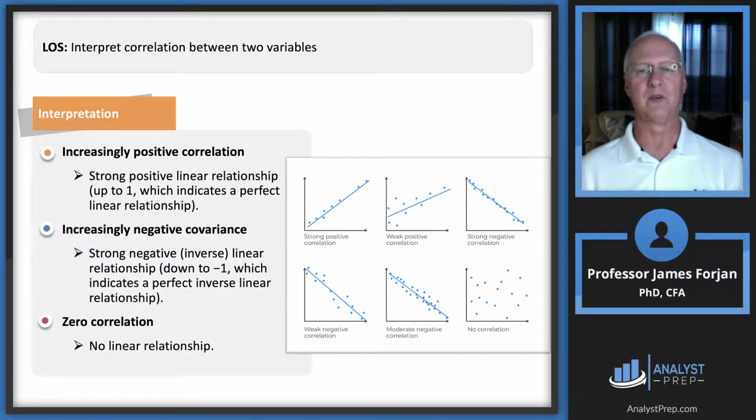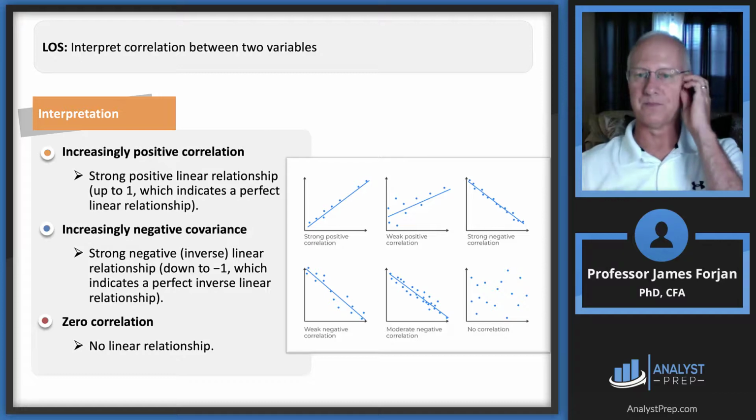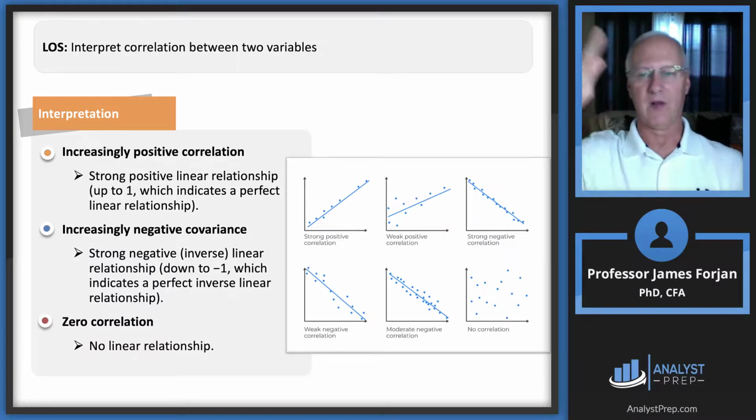And here are some good pictures. Strong positive and strong negative correlation is when the line that describes the relationship between those two variables is pretty close to all the data points. If the points are scattered around it, there's weak correlation. And then look on the bottom right, there's no correlation at all.